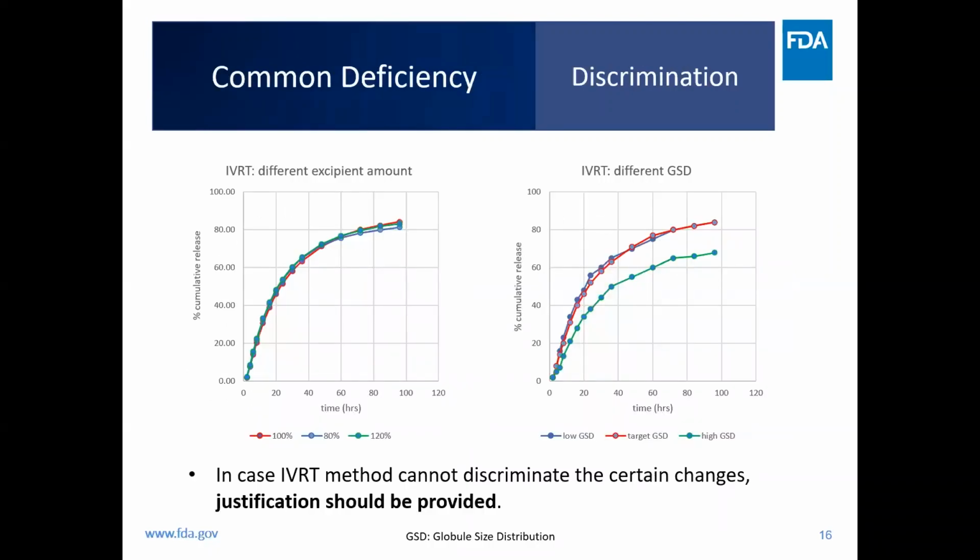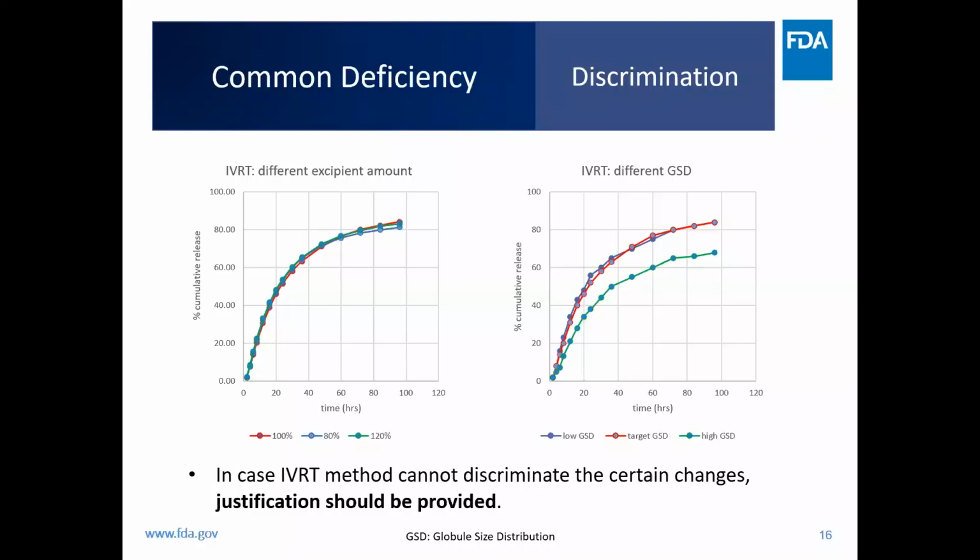For discrimination, these are examples of excipient change and manufacturing process changes. In the left graph, the applicant changed the amount of one of the excipients, but the drug release was not discriminated. This might be because the specific excipient is not critical for the drug release, or the degree of the changes may not be detectable using the current IVRT method.